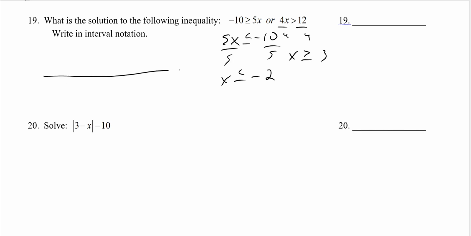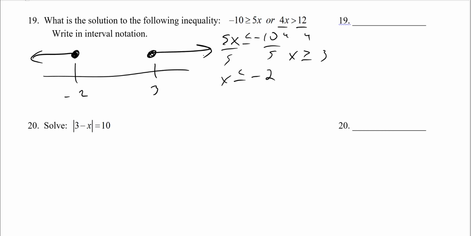So if I graph it separately, I get x is, this is -2. X is less than or equal to -2. And x is greater than or equal to 3. It's an OR problem, so that would be the answer.